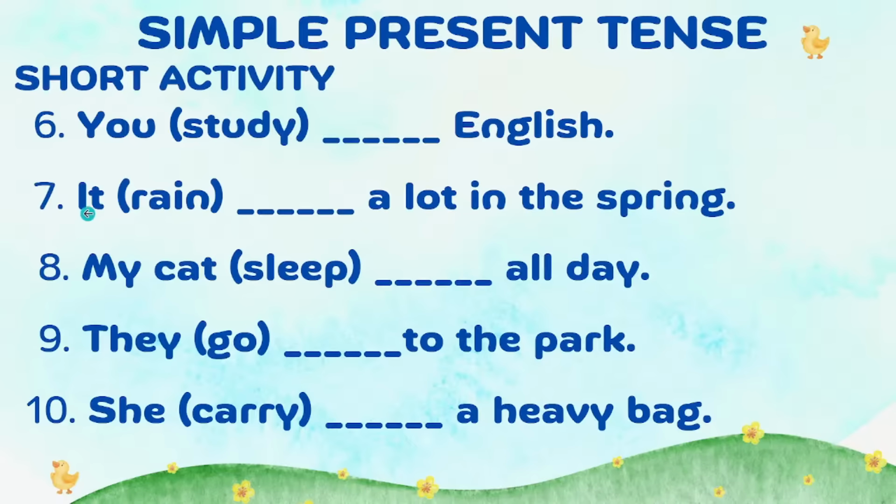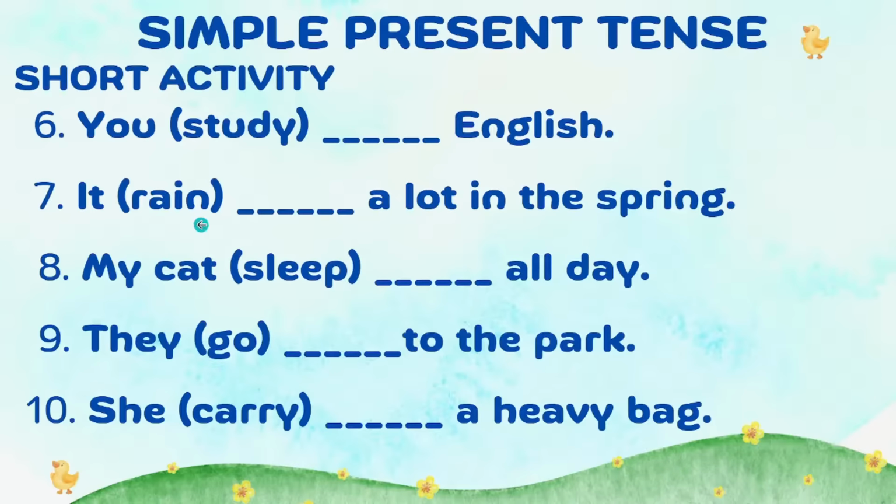Here, for the word it, because this is a pronoun it for animal, for an animal or for a thing, since rain is a thing, so what is the correct answer? It, what?